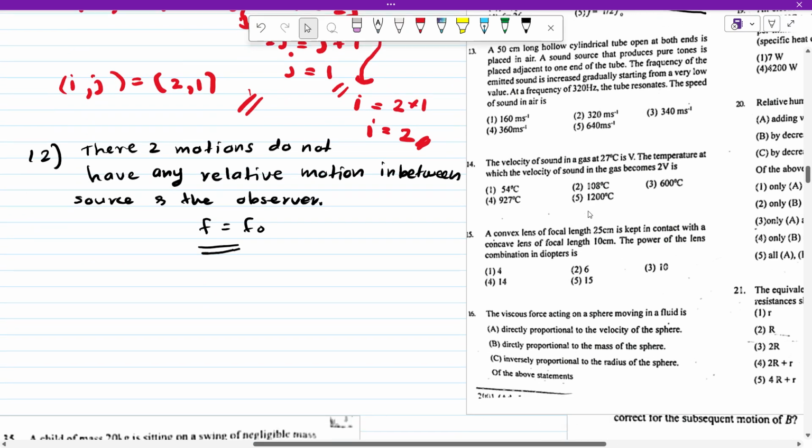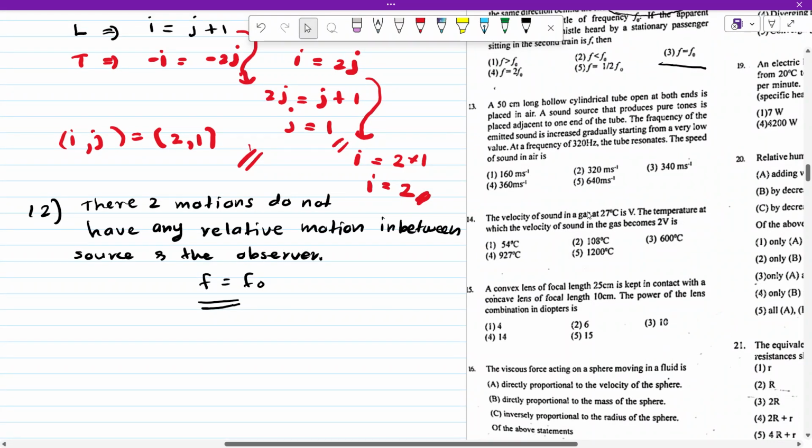So now onwards we'll move towards the 13th question. Let's read the question. A 50 cm long hollow cylindrical tube open at both ends is placed near a sound source that produces pure tones, adjacent to one end of the tube. The frequency of the emitter's sound is increased gradually, starting from a very low value. At a frequency of 320 Hz, the tube resonates. The speed of sound in air is?